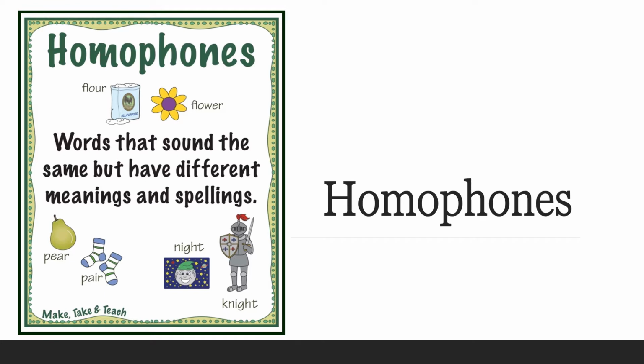Look at the words pear and pair. The one is the one that you eat. The pear you eat, P-E-A-R. A pair of socks. Both of them sound the same, but they've got completely different meanings. The same with night and knight. The night when it's dark and you sleep is the one without the K. And the knight that you see in the movies is the one with the K.